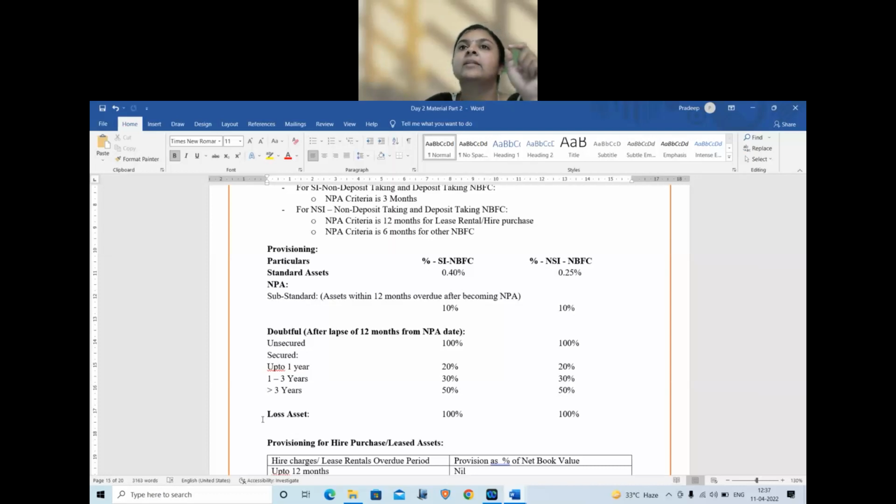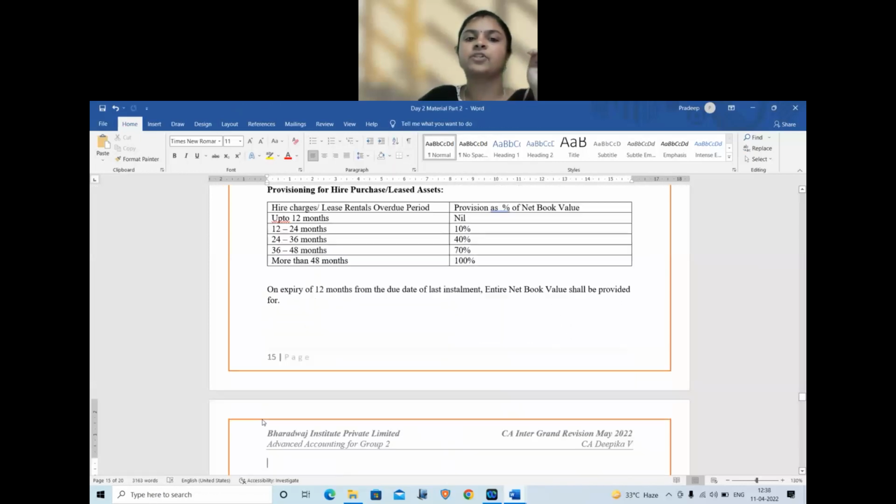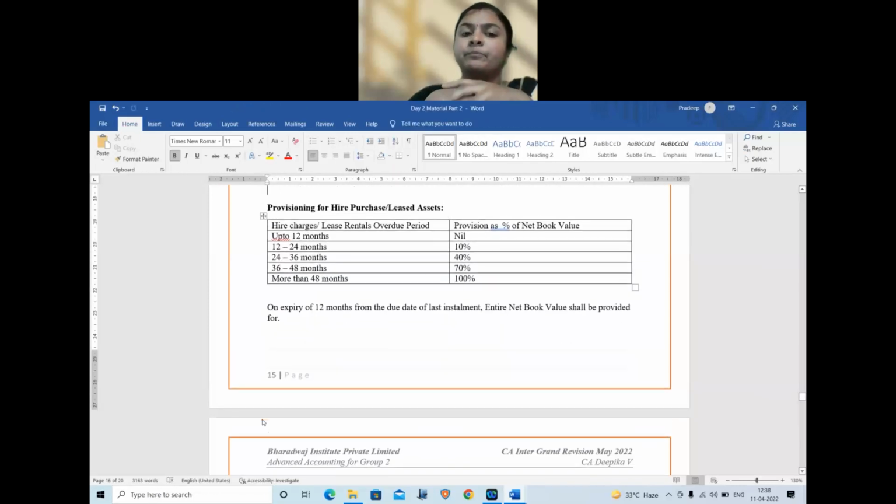However, this provisioning calculation will be slightly different if it is going to be for hire purchase or lease assets, which is the third area of discussion. For hire purchase or leased assets, what is the provisioning norms? The provisioning is based on the percentage of net book value. What is this net book value? Basically the amount of receivables that you have to get. Or if you have given an asset on lease, so you will have lease rentals receivable, right? So that is what is your net book value.